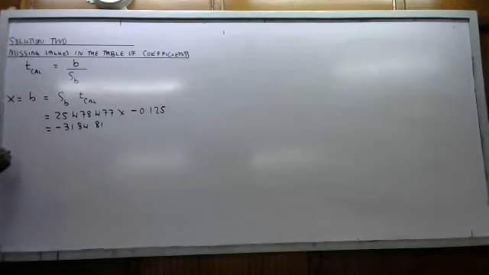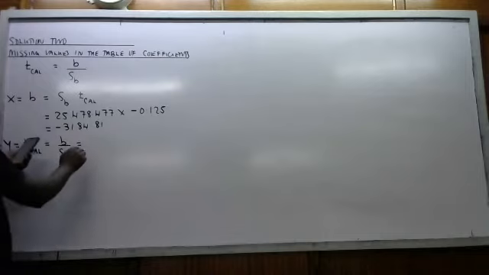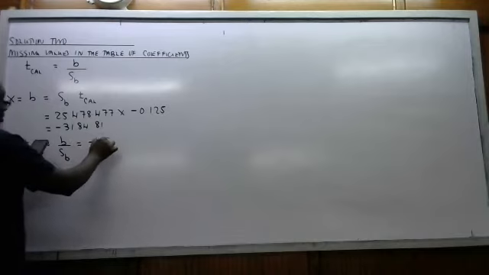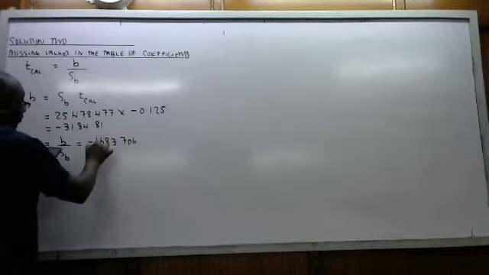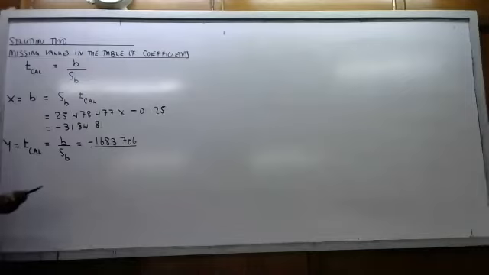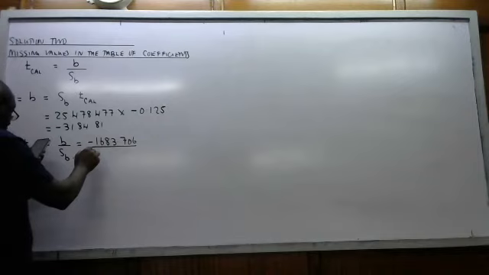The other one that is missing is Y. So who is Y among these three? It is T calculated. Great. And if it is T calculated, we know this is B out of SB. And we know B in Y is minus 1683.706. You divide by the SB, which is 885.742.